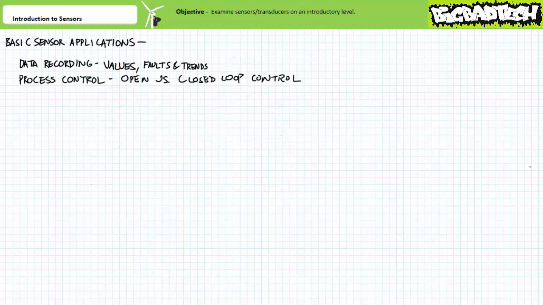Left unasked until now is the very valid quandary: why is this proportional representation of a measured quantity so important that I'm sitting here watching this lecture instead of playing with my dog?